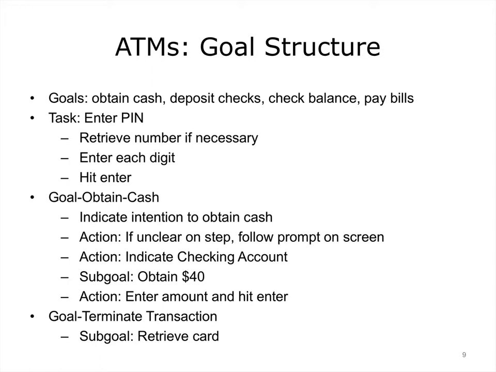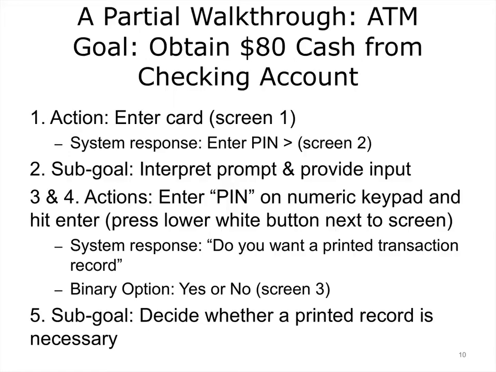Our first example is using an ATM or automated teller machine. This slide provides the input to the cognitive walkthrough. ATMs support a handful of tasks such as obtaining cash, depositing checks, and paying bills. To execute one of these tasks, you need to carry out a set of steps. ATMs are walk-and-use technologies. No training is needed. Almost everyone knows how to use one at this point in time.